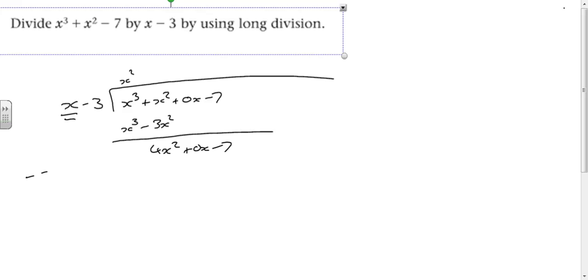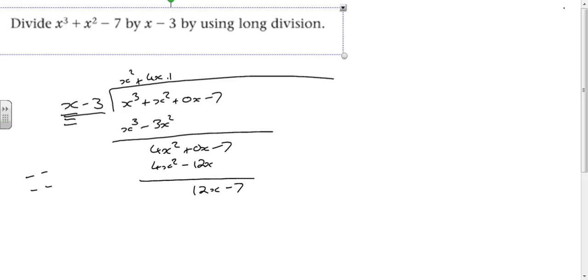Now what do we multiply x by to get x squared? So 4x squared, we multiply it by 4x. So times everything then by 4x, that's going to be 4x squared minus 12x. And then we subtract the top from the bottom. So 4x squared minus 4x squared goes 0x, again 0, take away minus, it's going to be plus 12x minus 7.